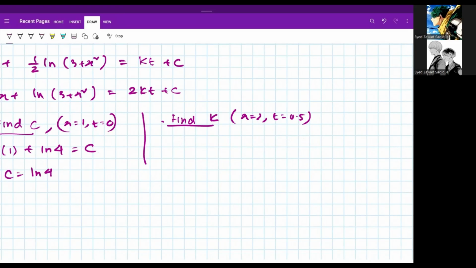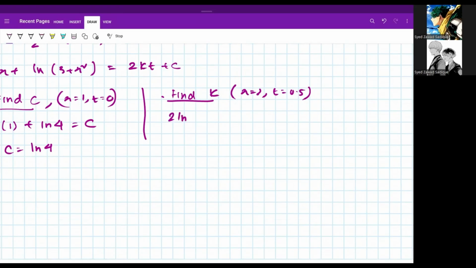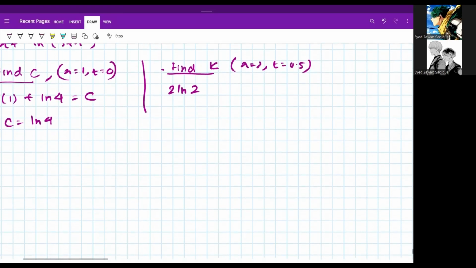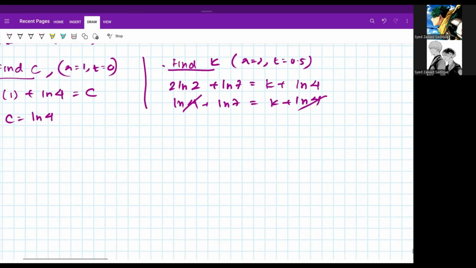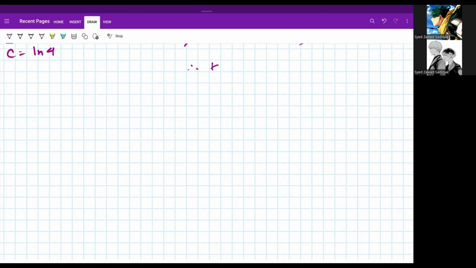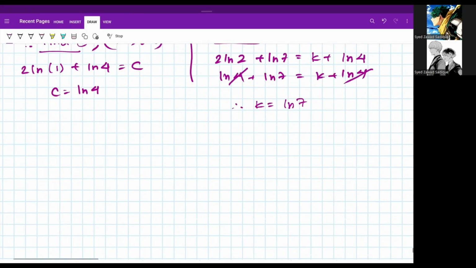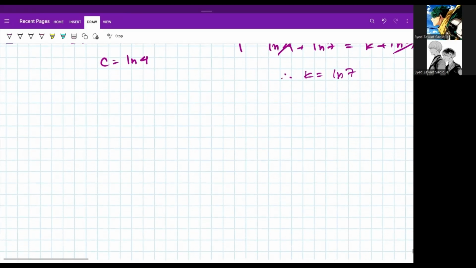Anyways, so we can say 2 ln 2 plus ln 7 is equal to k plus ln 4. Now 2 ln 2 can also be written as ln 4, so ln 4 plus ln 7 is equal to k plus ln 4. Cross this out. Therefore, we get k is equal to ln 7. Now, we have to find the equation, right?